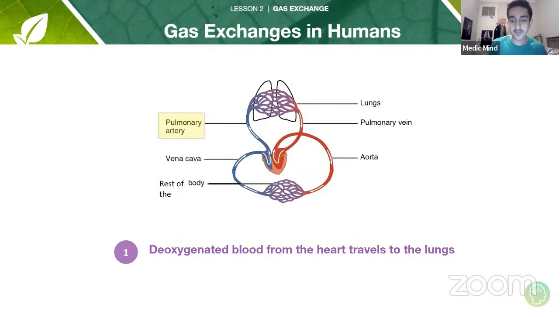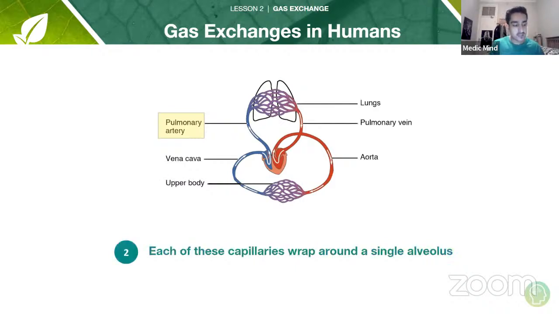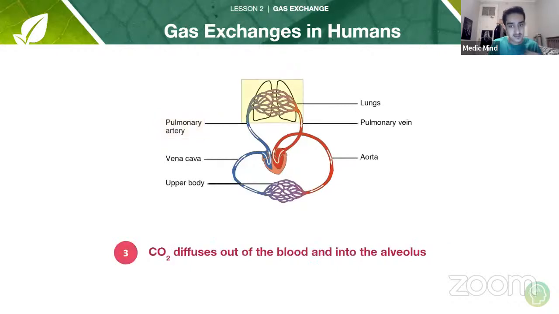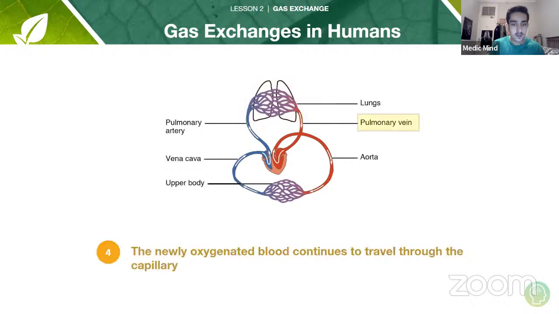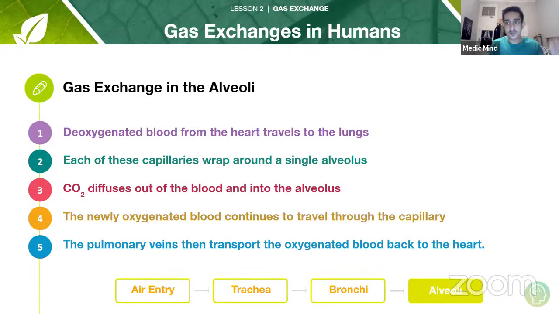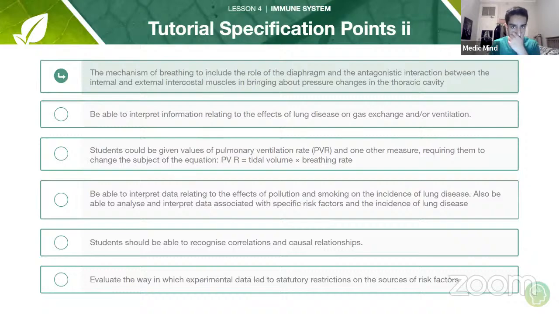Deoxygenated blood from the heart travels to the lungs. Remember, we talked about this last session, traveling from the pulmonary artery to the lungs. This splits into loads and loads of capillaries, and each of these capillaries wraps around a single alveolus. CO2 diffuses out of the blood and into the alveoli. The newly oxygenated blood now travels through the pulmonary vein back to the heart, where it then travels out of the aorta and to systemic circulation.